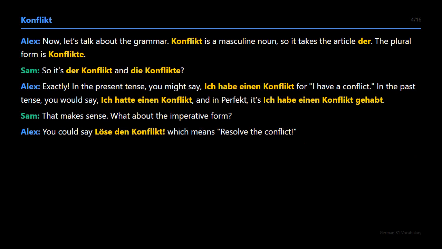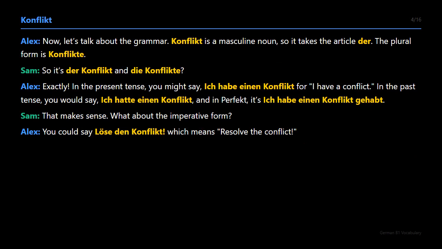Exactly. In the present tense, you might say, Ich habe einen Konflikt, for I have a conflict. In the past tense, you would say, Ich hatte einen Konflikt, and in perfect, it's Ich habe einen Konflikt gehabt. That makes sense. What about the imperative form? You could say, Löse den Konflikt, which means resolve the conflict.